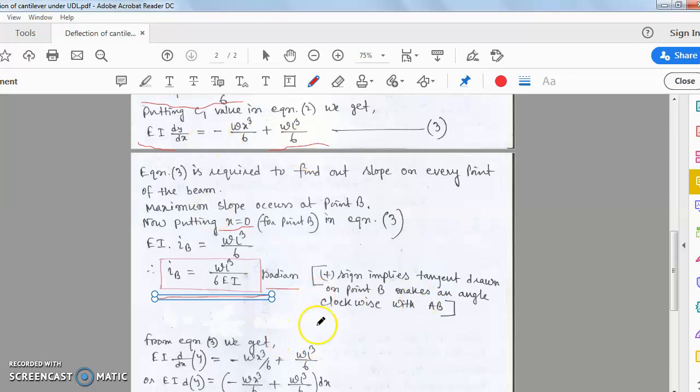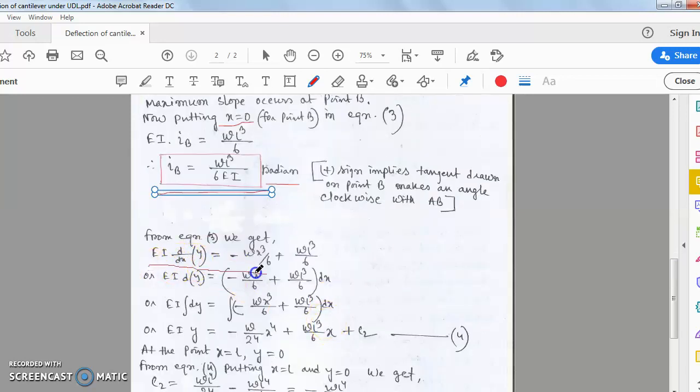Now from equation 3 we do another integration. After integrating both sides, we get EIy equal to minus W by 24 x to the power 4 plus WL cube by 6 into x plus C2. C2 is the integration constant. How will we get its value? With the help of another boundary condition.